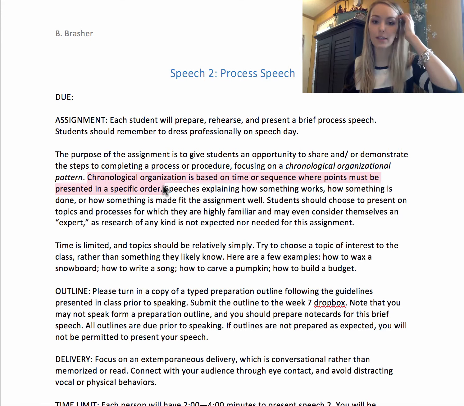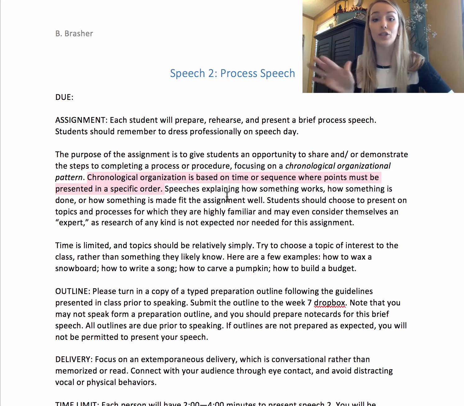Those kinds of things. Okay, so speeches explaining how something works, how something is done, or how something is made fit the assignment well. Students should choose to present on topics and processes with which they are highly familiar and may even consider themselves an expert, as research of any kind is not expected nor needed for this assignment. So think about something you're really good at. Think about something that you do a lot that other people might not necessarily know how to do.